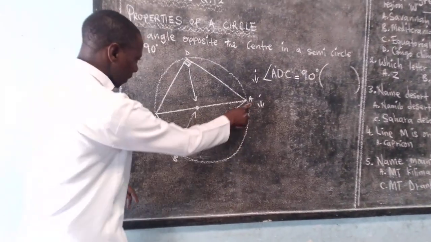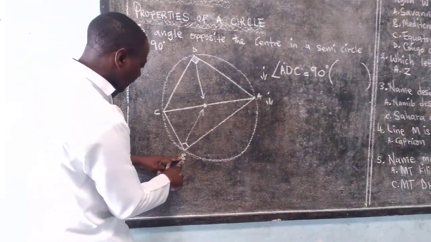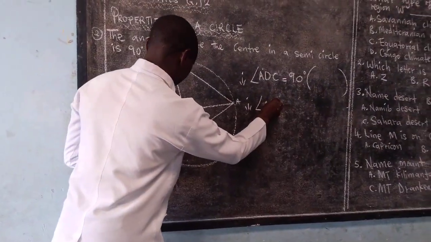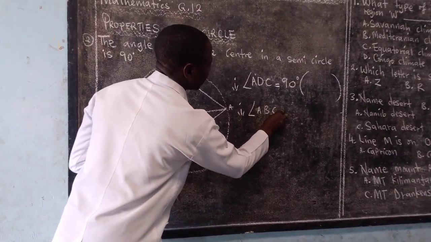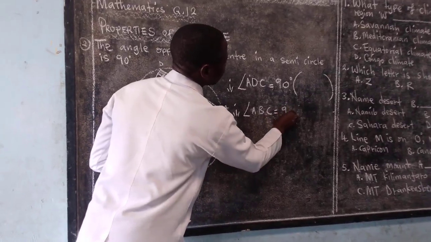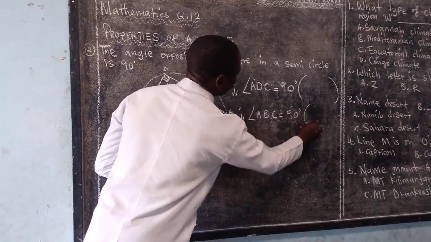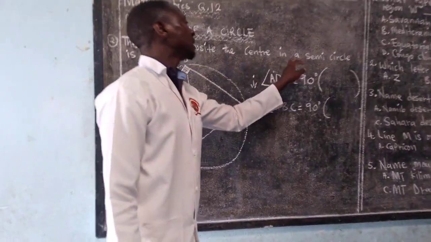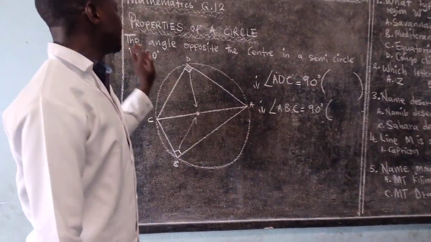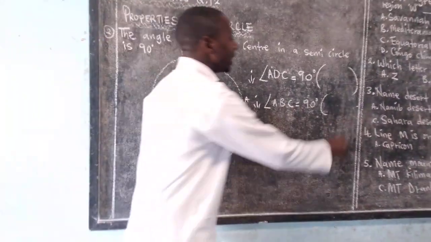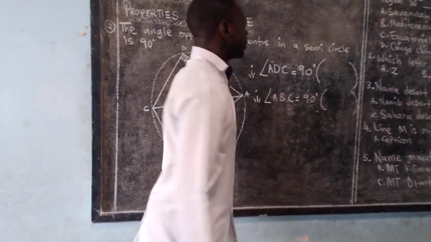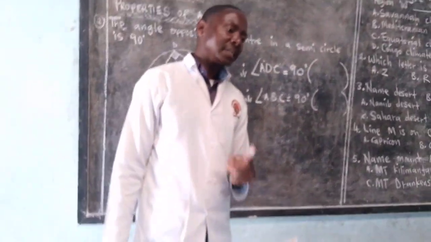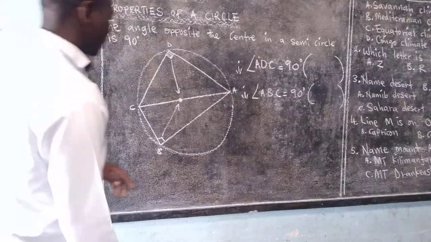So we are going to say angle ABC is equal to 90 degrees. You open the bracket, then write: the angle opposite the center in the semicircle is 90 degrees. Then close. Your marker or your teacher will be able to know that this person is very much intelligent.